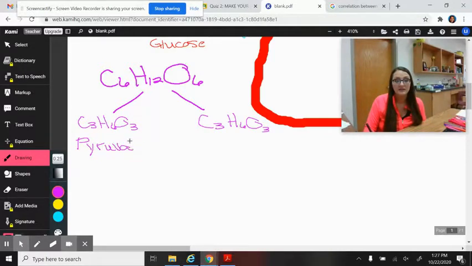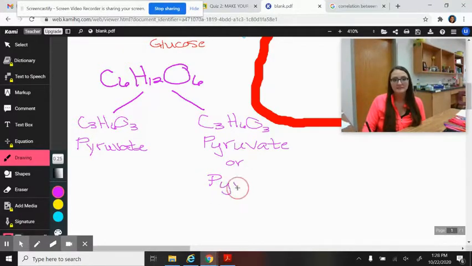Pyruvate. Okay, and sometimes when something ends in ATE, they will also refer to it as that acid. So like pyruvic acid and pyruvate are the same things. Lactate and lactic acid are the same substances. And so a lot of people get confused about that. And they're like, but my teacher said pyruvic acid. Is this the same thing? It is. So pyruvate, okay, or pyruvic acid.